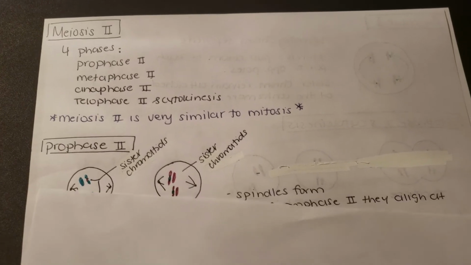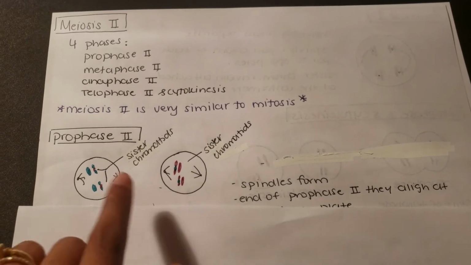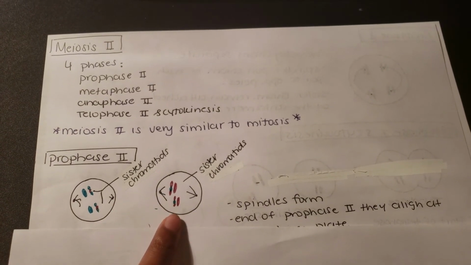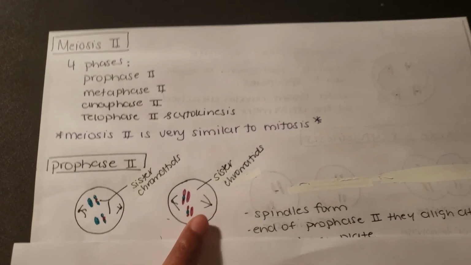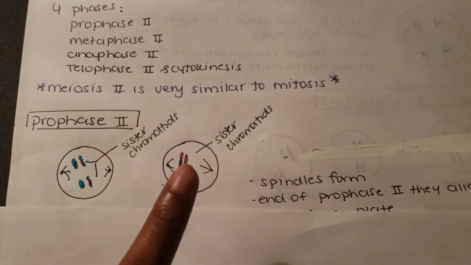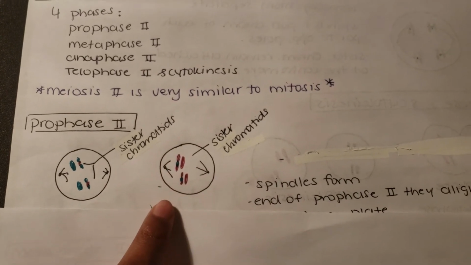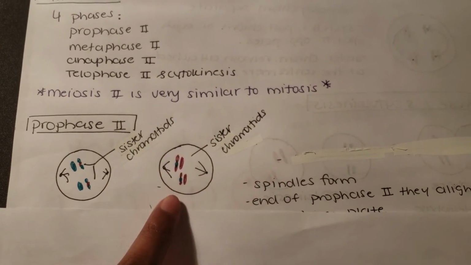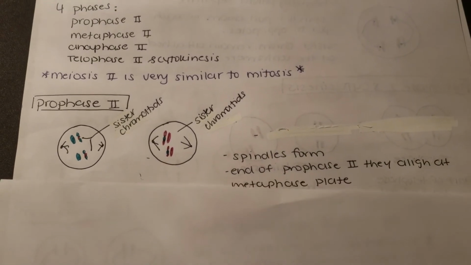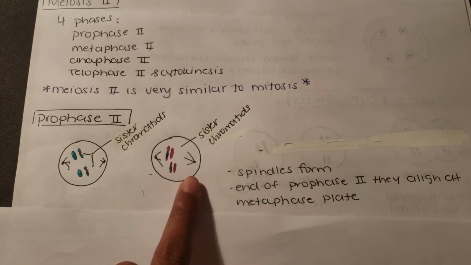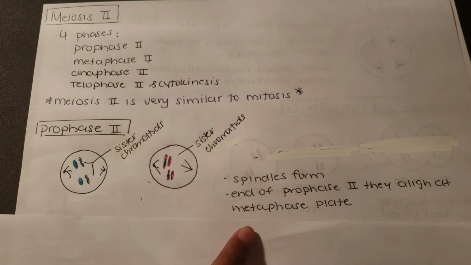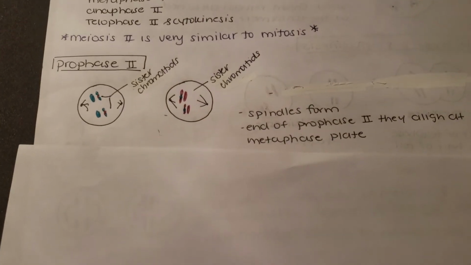All right, so let's see what happens in prophase 2. In prophase 2, you have your sister chromatids and the formation of spindles right here. But the thing that you need to notice is that in prophase 2, we're starting off with 2 cells. We're not starting off with 1 cell like we did in meiosis 1 or in mitosis. We're starting off with 2 cells because that's what we ended with in meiosis 1. Your spindles are forming, and at the end of prophase 2, they're going to start to line up at the metaphase plate so that they can get ready for metaphase.